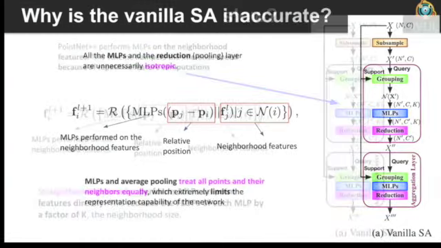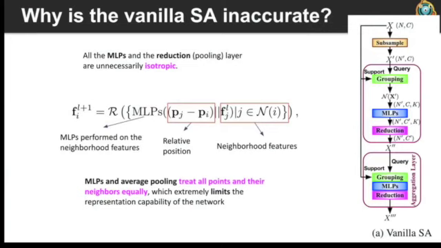Why is the Vanilla SA inaccurate? This is because all the MLPs and the reduction layer are unnecessarily isotropic. They treat all points and their neighbors equally, which extremely limits the representation capability of the network. Why? Because the MLP is a shared MLP, and average pooling is pooling with the weight of all the neighbors equal to 1.